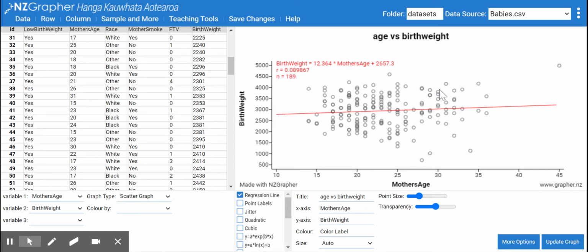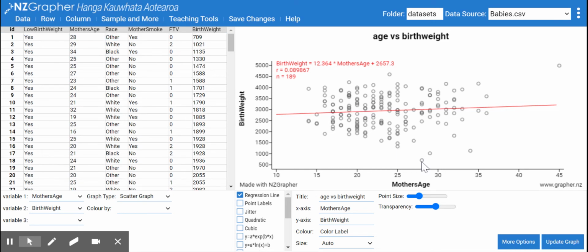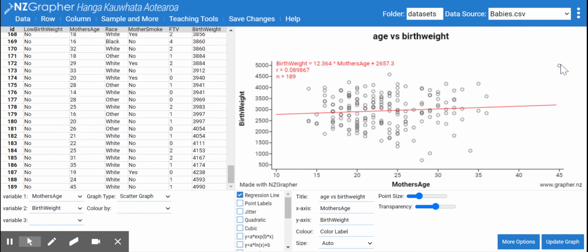A reminder that if you find a point or an observation that you think is worth talking about, you can click on it and it will tell you this is point 700 and birth weight 709 grams, mother's age is 28. It's point ID 1. So you can go across here and you can find out more about point 1. This one here, it's birth weight 4,990 grams, mother's age is 45, and it's point ID 189. So you can go here and you can look and find out more about that baby or that mother.